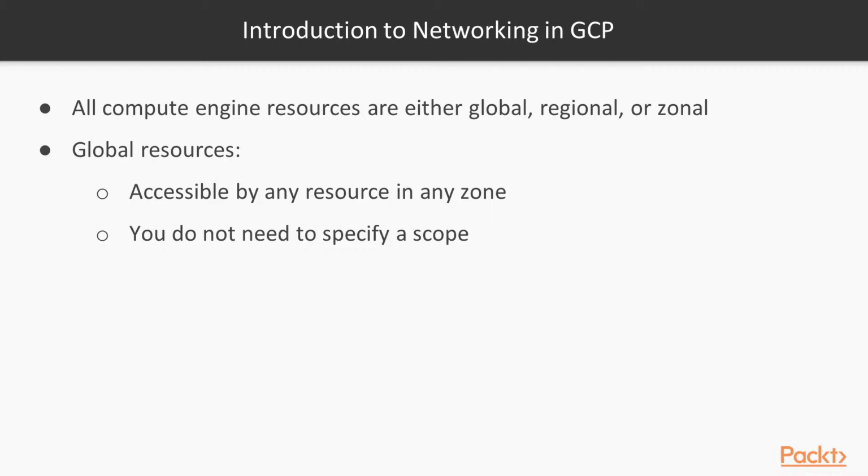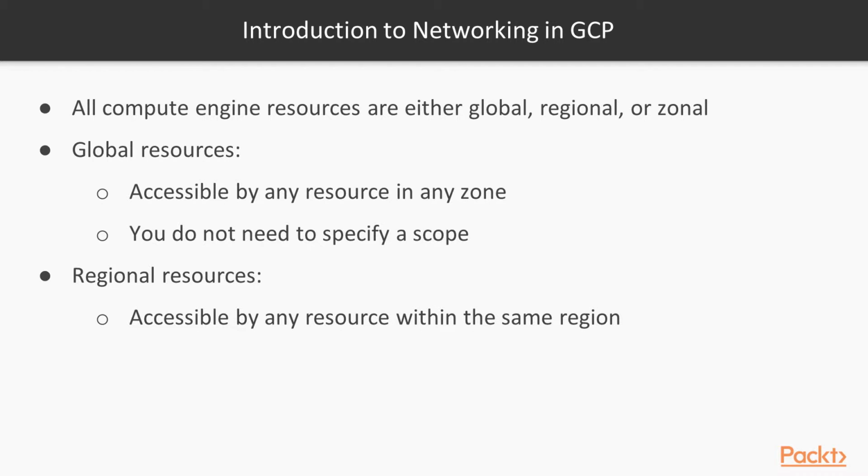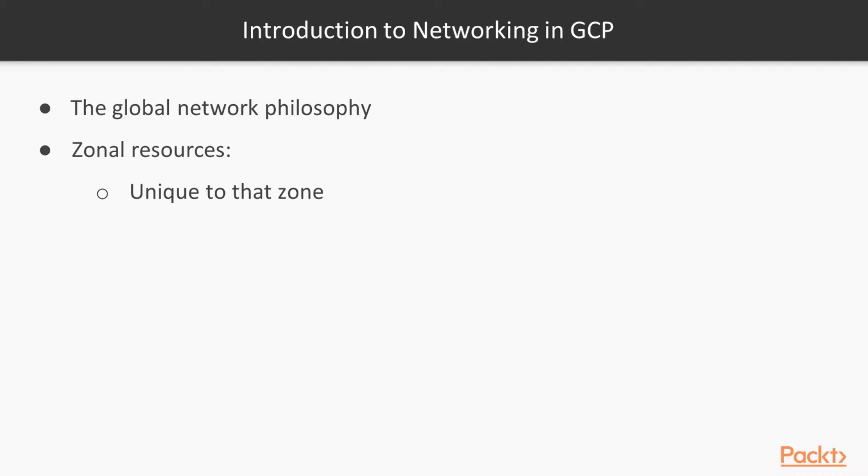Let's look at regional resources next. Regional resources are accessible by any resource within the same region, as the name implies, and regions can contain one or more zones. Zonal resources are resources that are unique to that zone. They're only accessible to other resources in the same zone.